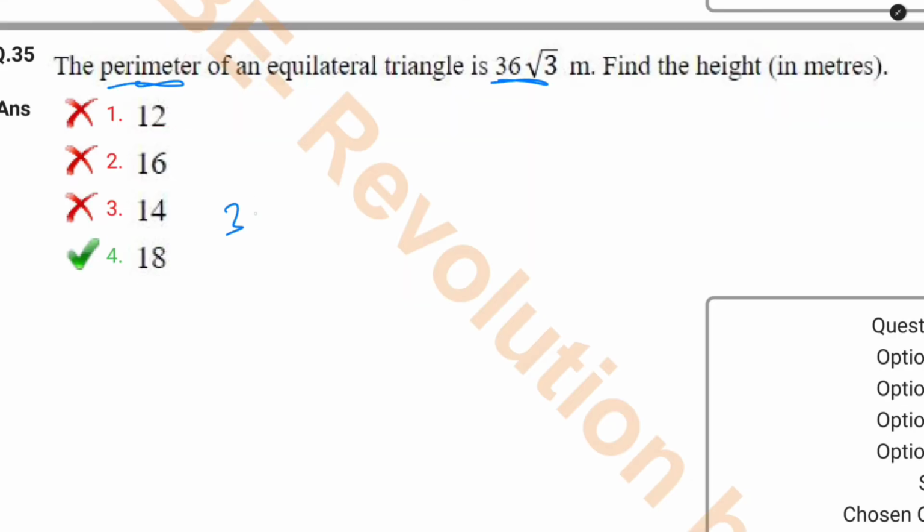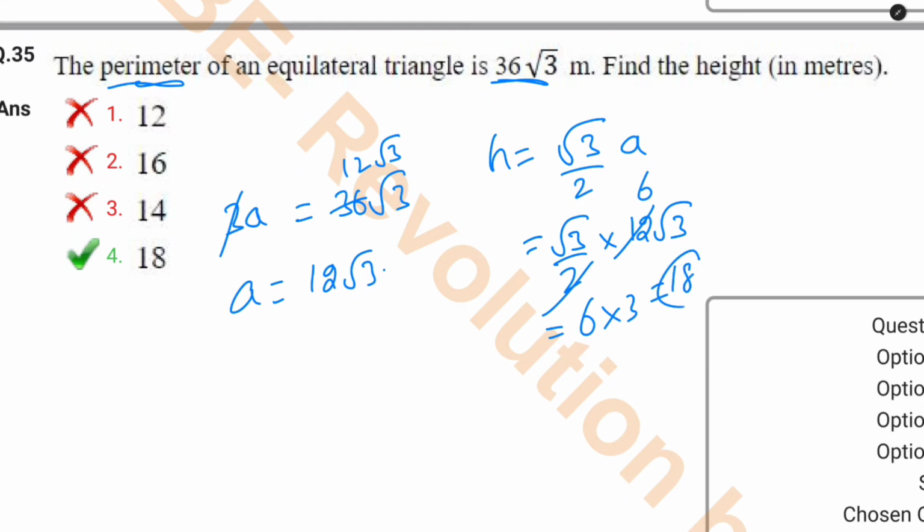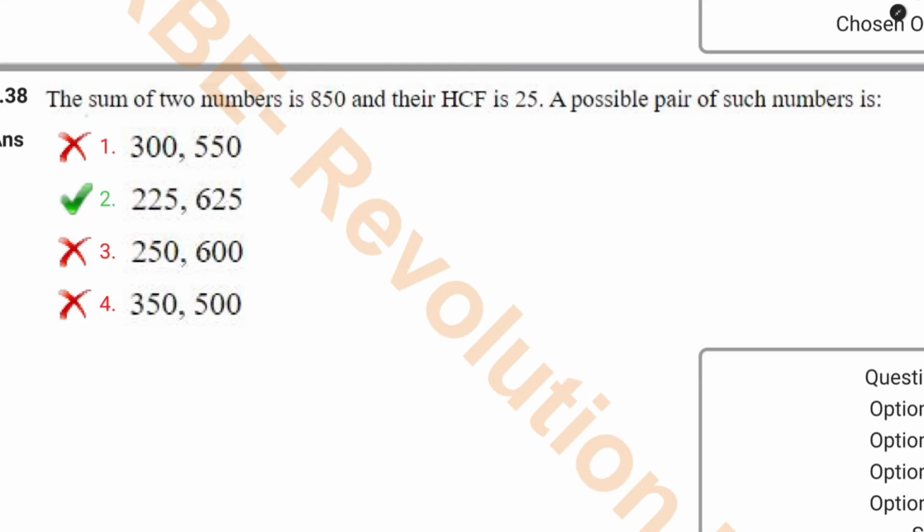Perimeter of equilateral triangle is 36 root 3. Perimeter means 3a, that equal to 36 root 3. So this will be 12 times, so 12 root 3. So side will be 12 root 3. We have to find the height. So height formula, root 3 divided by 2 into a. Root 3 divided by 2 into a means 12 root 3. So this is 6 times. 6 into root 3 into root 3, it will be 3. Answer is 18.